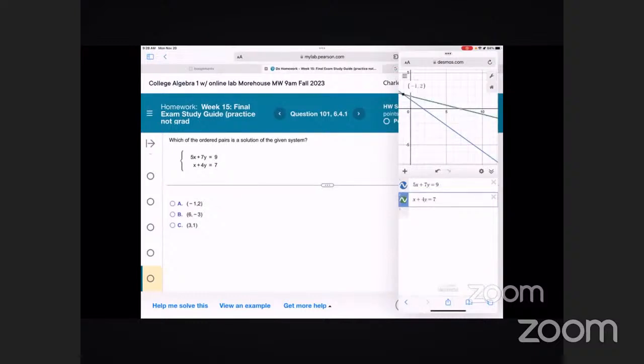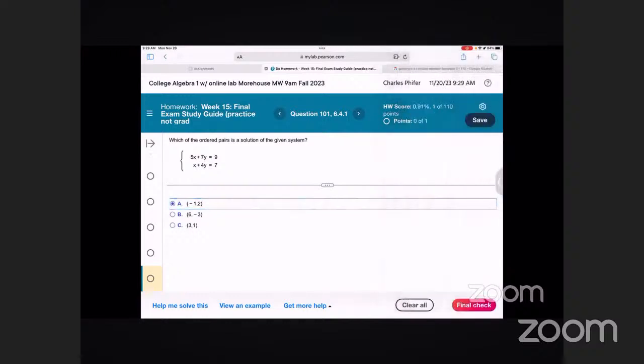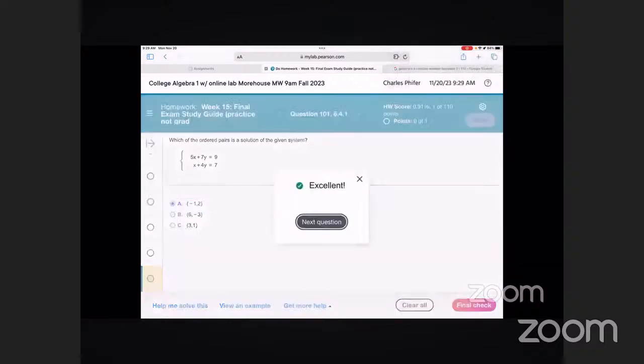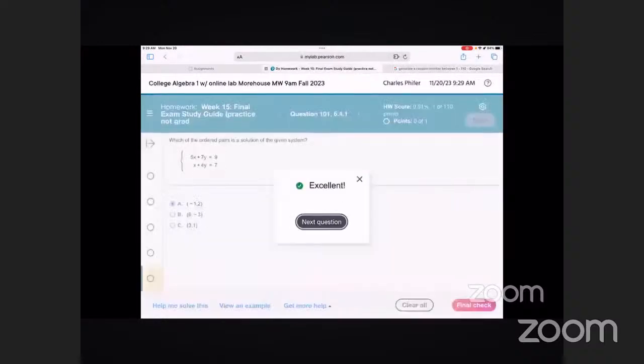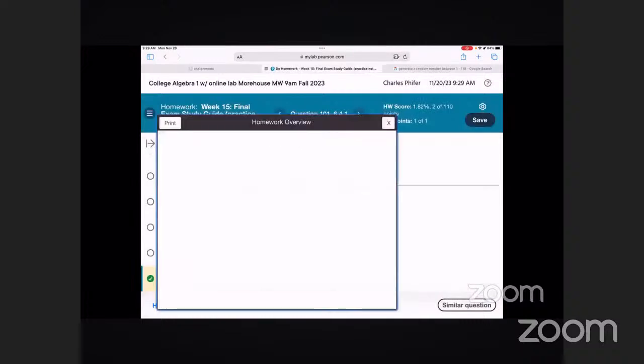Now, if this were a testing environment, I would just do a quick test: when x is -1 and y is 2, make sure it makes both equations true. We see that the solution is A. We're going to go with that. Final check. Okay, generate. Next one, let's do question 12.